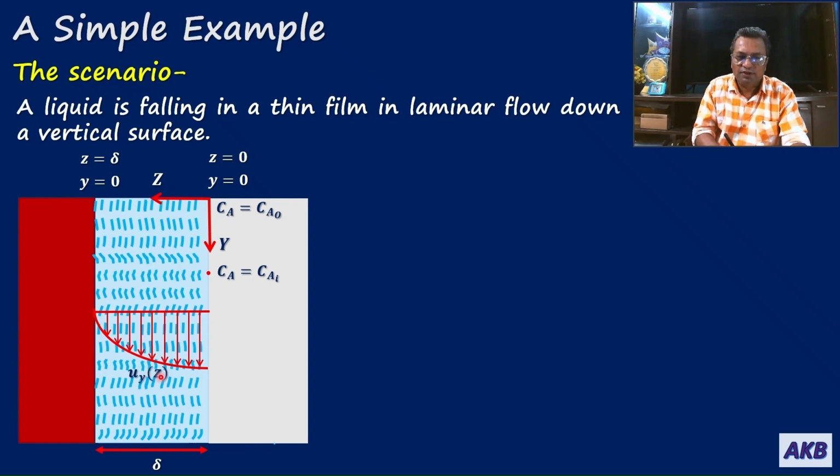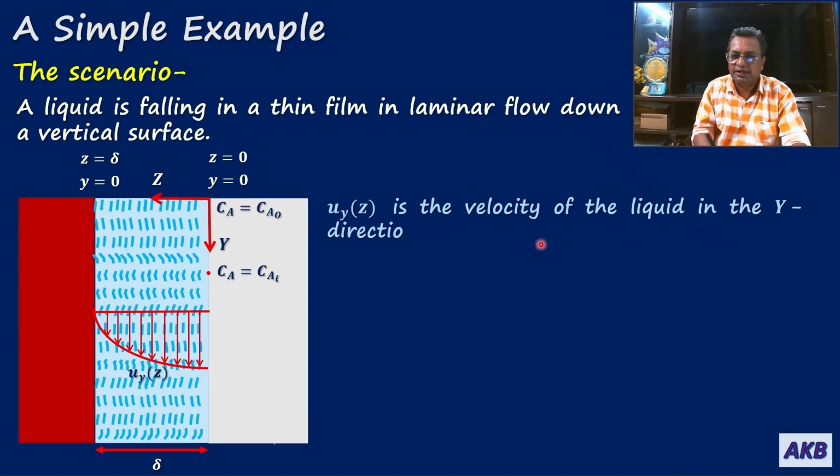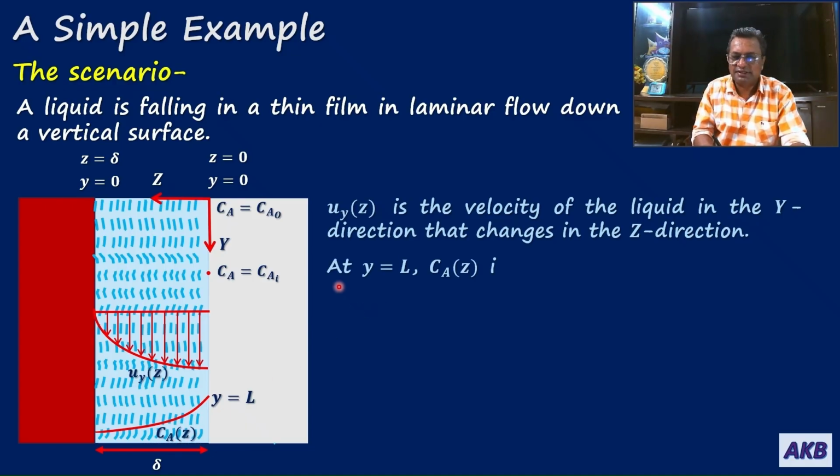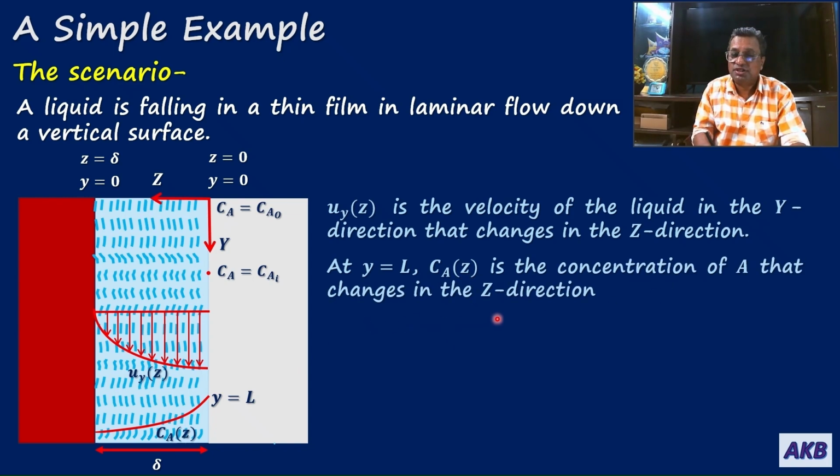So this is the velocity profile. In this case, uy of z is the velocity of liquid in the y direction, and it changes in the z direction. Then at y is equal to L, this is how the concentration of E in the liquid film will change. It is changing as a function of z. So at y is equal to L, Ca of z is the concentration of E that changes in the z direction.